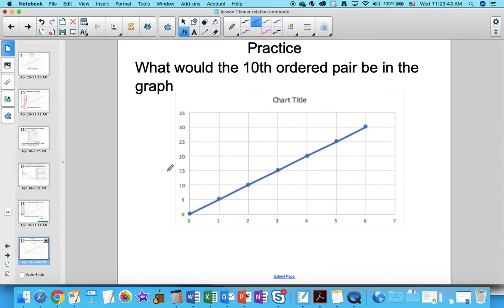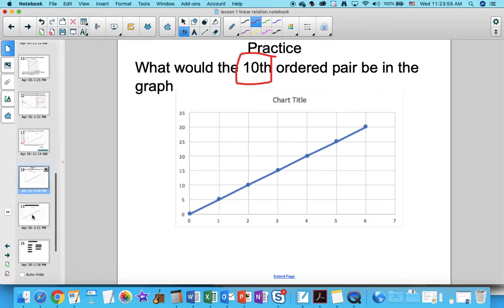Okay, so take a look at this. Now I don't have a data table. I don't have any information other than the chart. What would the 10th ordered pair be? Pause the video and try that. Okay, hopefully you paused it.